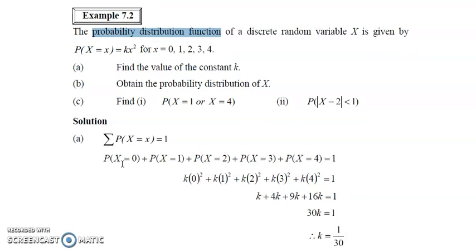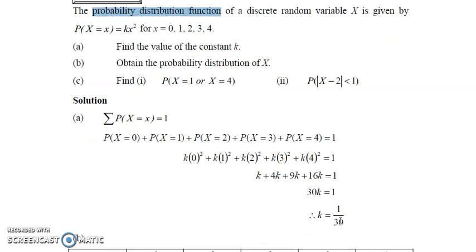So you'll have the probability of x equal to 0, 1, 2, 3, 4. Where do we get it from? We get it from here, already given to you. And the next one, use this function already given to you, kx squared. So just substitute x equal to 0, x equal to 1, x equal to 2, x equal to 3, x equal to 4. From here you can get the value of k.